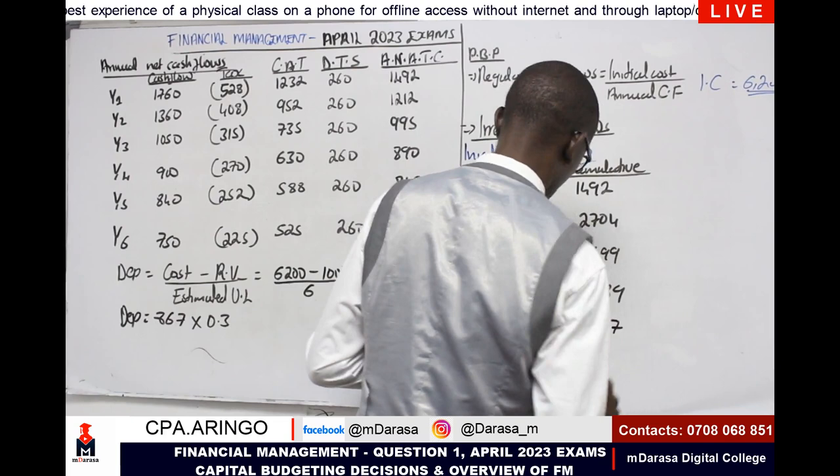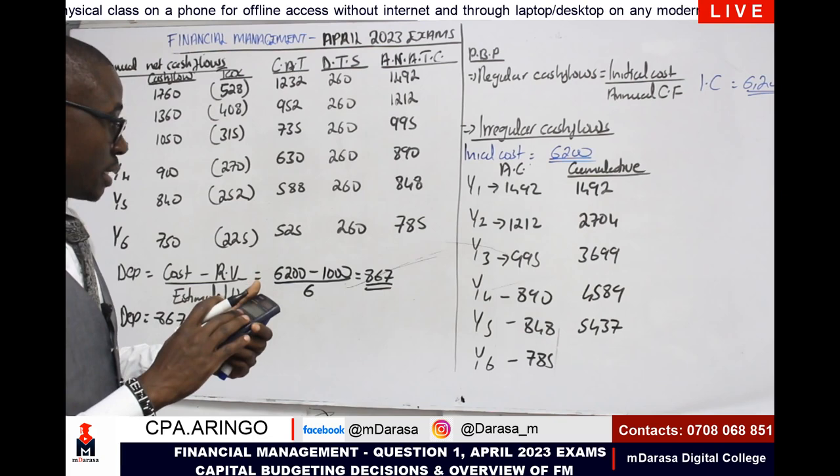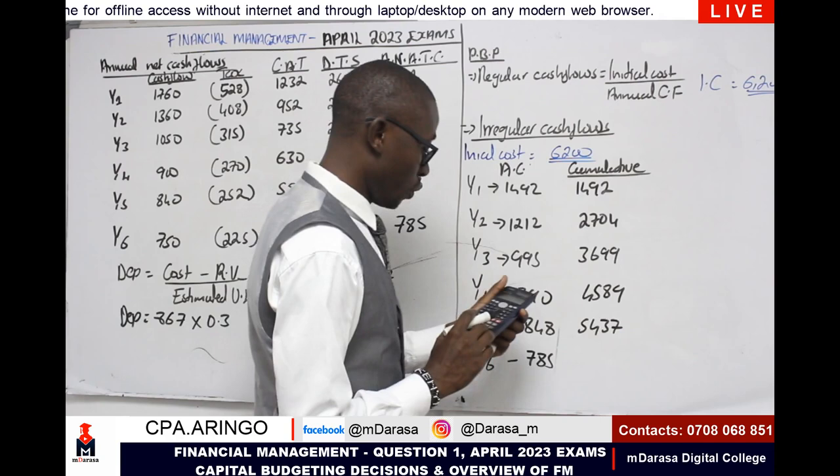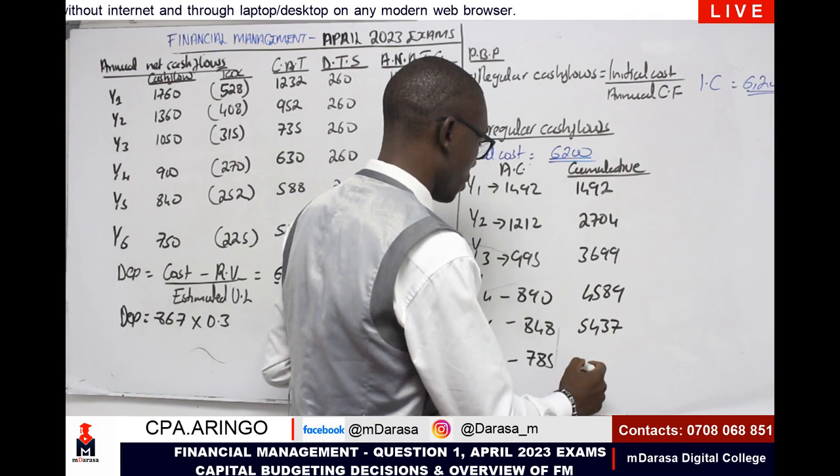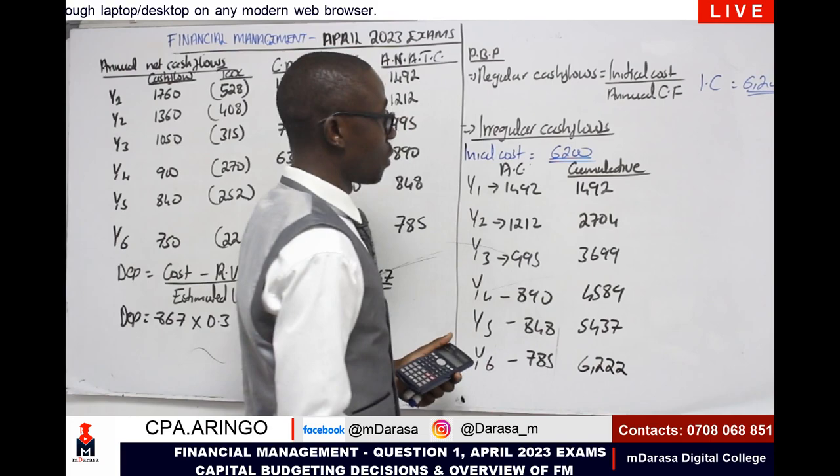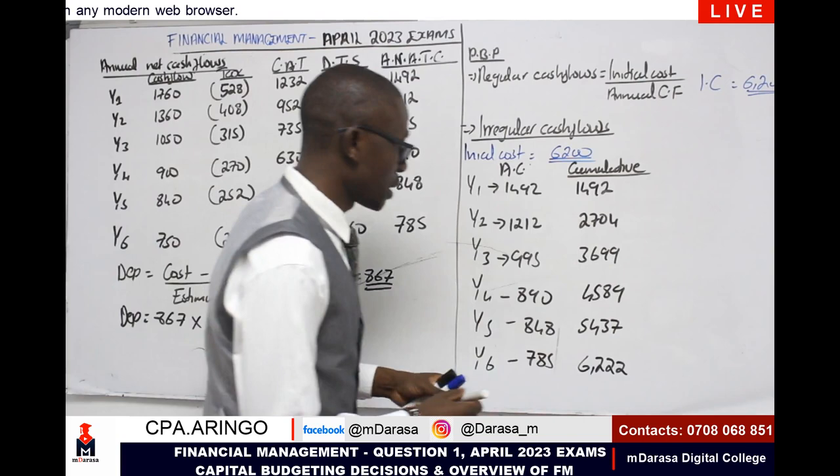So what about year six? Year six here, I'm having 785. And if we add it, I'm getting a cumulative figure of 6222. Our initial investment was 6.2. So that is to say, I am recouping this investment in the period of year six, after year five.